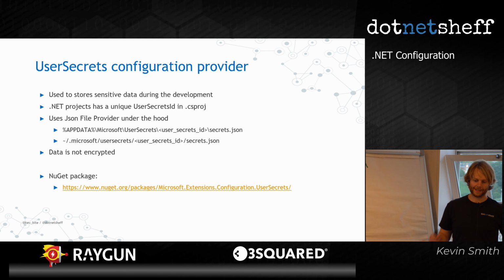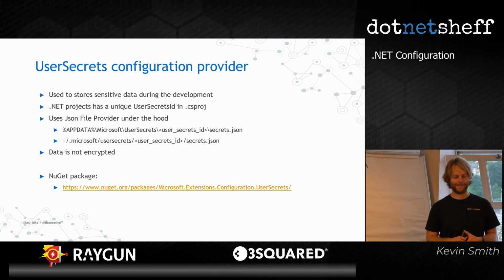User secrets is built on top of the JSON file provider, and the idea is it's for your personal secrets for you to develop on. Instead of how people commit their own usernames and passwords and API keys in config files, this is a way for you to store your API keys, usernames, passwords, or anything else like that on your local machine and use them for the application running, but not commit them to source control.